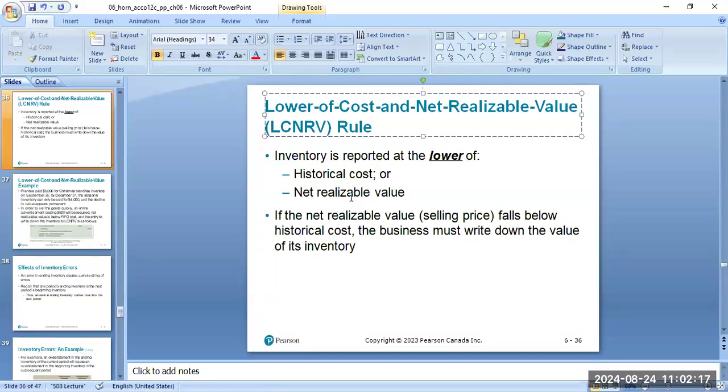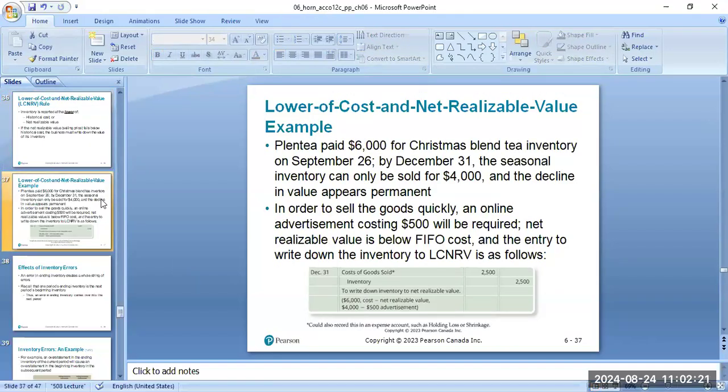Here there will be another example on the next slide. So this company paid $6,000 for Christmas blend tea inventory on September 26th. By December 31st, the seasonal inventory can be sold for only $4,000, and the decline in value appears permanent.